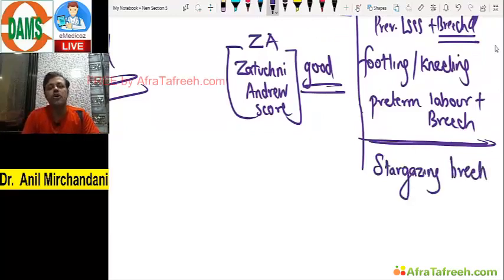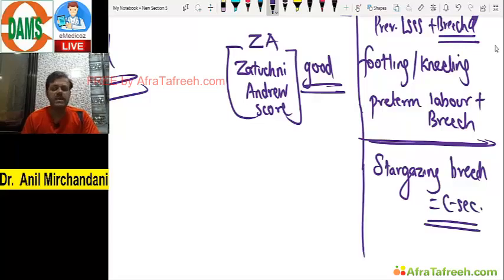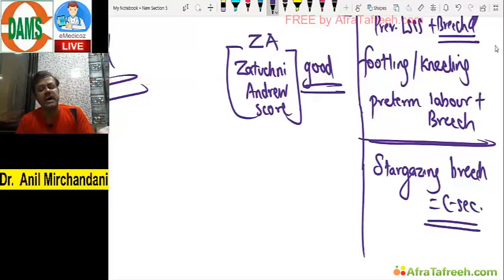Stargazing breech should always go for cesarean section. What do you mean by stargazing breech? Baby is having an extended head. So the baby is looking up with buttocks down. You should do cesarean section.